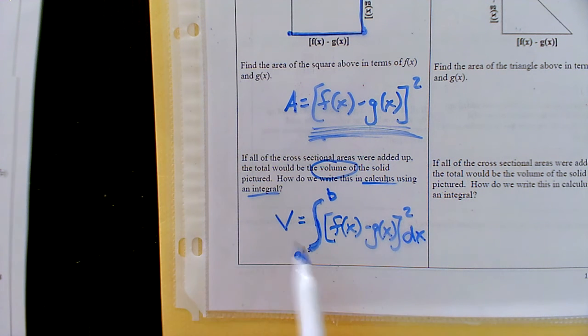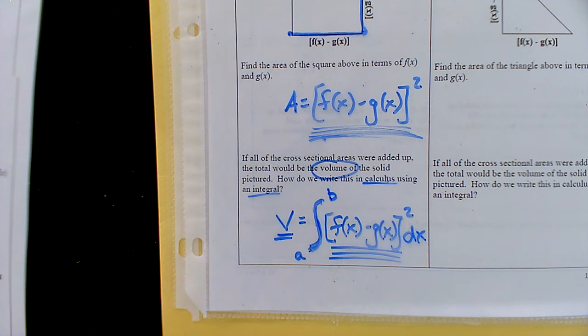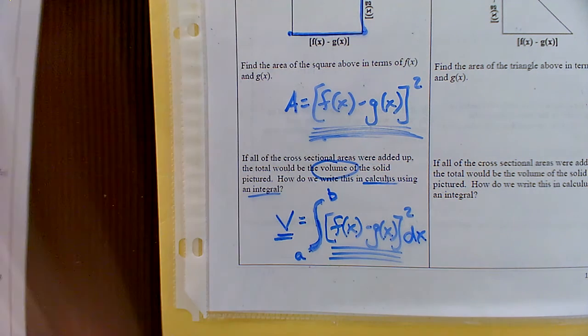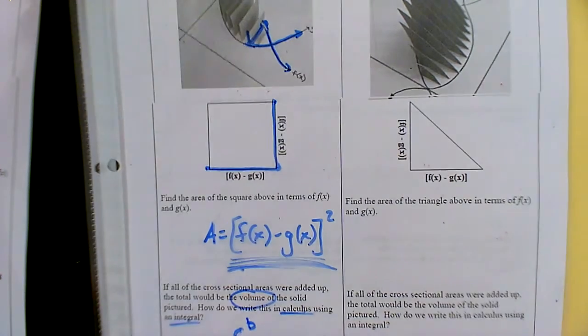So notice how in order to get the volume, we integrate the area. The dx is typical in any integral, unless it was a dy, and then we have that beginning and ending bound. Okay, so to get volume, you have to integrate area. Let's take a look at the next one.